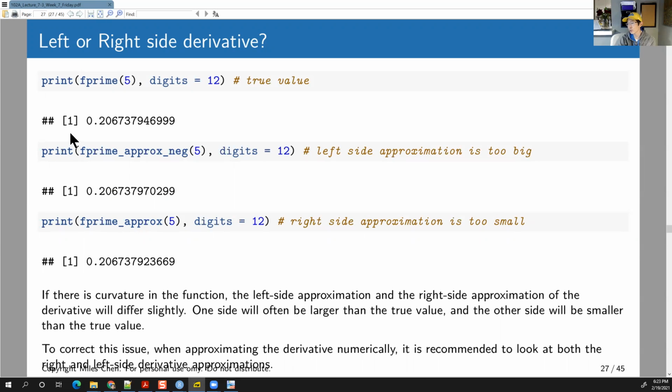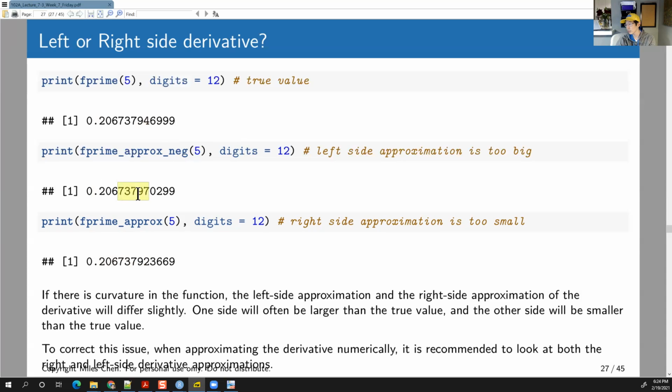Okay, so this is the quote true value. And I say quote true value because everything in floating point numbers is an approximation anyway. But here we get 0.20673794699. Okay, if I take the left-hand approximation to the derivative, again, we're accurate up to 7 decimal places, and then the 8th decimal place is a 7 rather than a 4. And then if I take the approximation on the right-hand side, we're accurate up to 7 decimal places, and then the 8th decimal place is a 2.